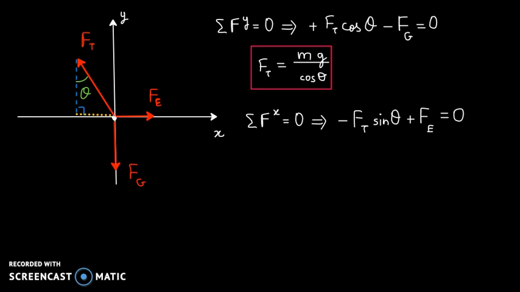Now, what's the x component of Ft? Again, I highlighted that with the orange dashed line, the horizontal orange dashed line on my picture, that is the opposite side from the angle theta, so that's going to be sine theta. So negative Ft sine theta, the x component of Ft, plus Fe equals 0.